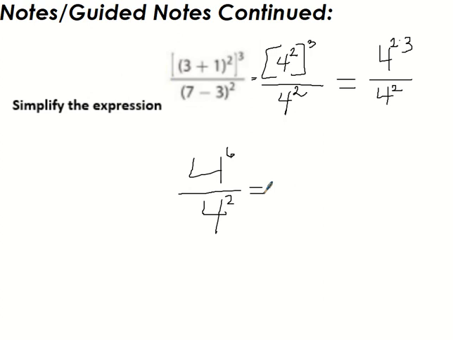And then we're going to apply our quotient property. And remember, when we have our quotient property, we subtract. So we're going to take 4 to the 6th minus 2, and we're going to get 4 to the 4th power. And I am not going to have you find that. Don't worry about it. We're going to just leave it as is, and we're going to move on. So that's all we need to do.